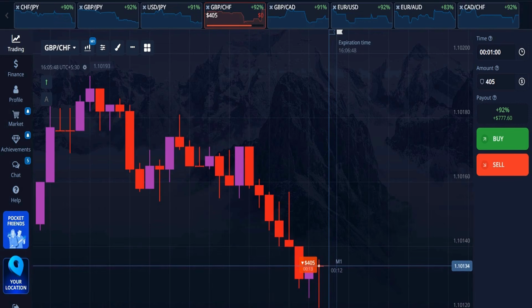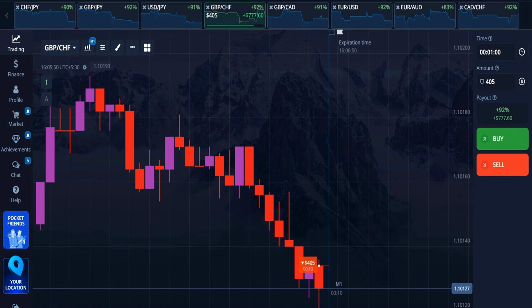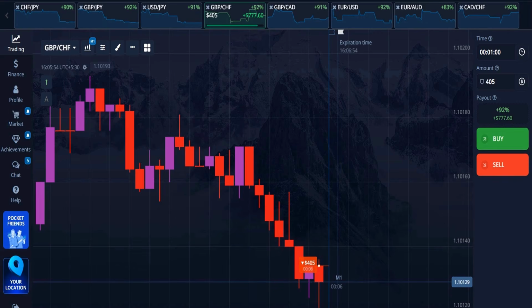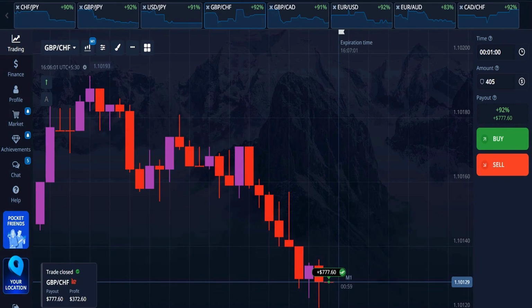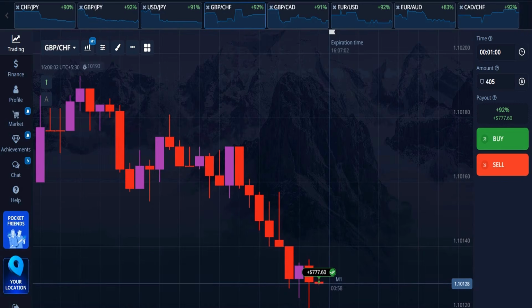For this strategy, use a 1-minute chart and set the trade expiry to 1 minute. Keep it fast and focused. Risk management tips. Only risk between 1% to 5% of your account per trade. Never risk more than 10% of your total capital.